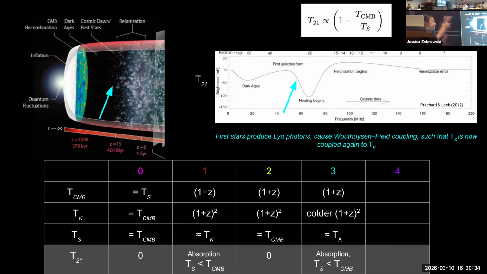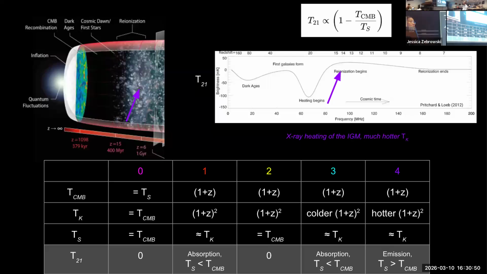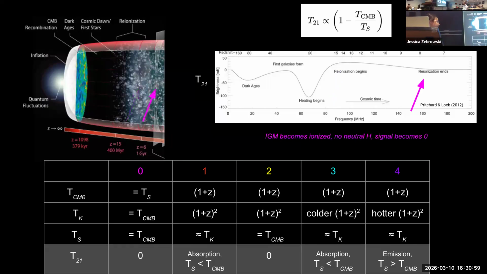And then suddenly there's all these Lyman alpha photons going around, such that TS is now again coupled to the kinetic temperature. But the kinetic temperature has still been doing this expanding (1+z) squared thing as it has before. So it is even colder than before. So you get an even deeper dip. But because you have these first stars, there is so much other stuff going on. You start getting this X-ray heating of the IGM, and this starts heating up the gas. You get this much, much hotter TK, and then you come out of this dip. And at the end, the IGM is ionized, there's no neutral hydrogen, and the signal becomes 0.